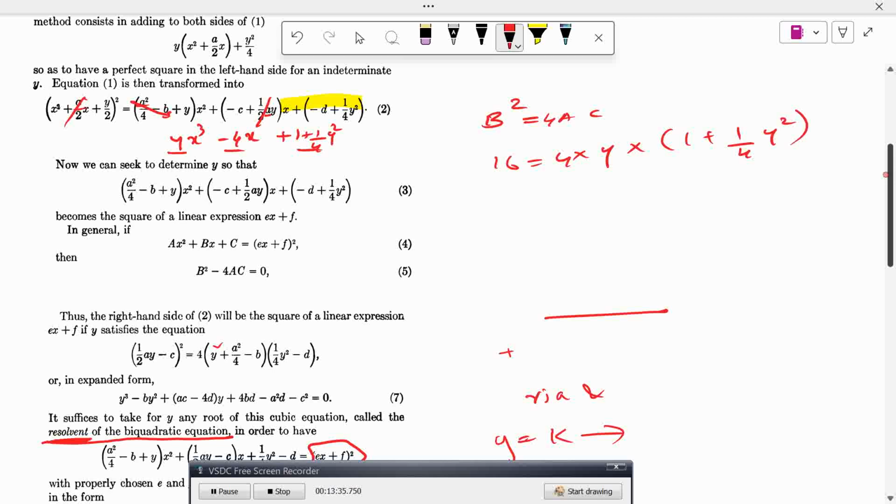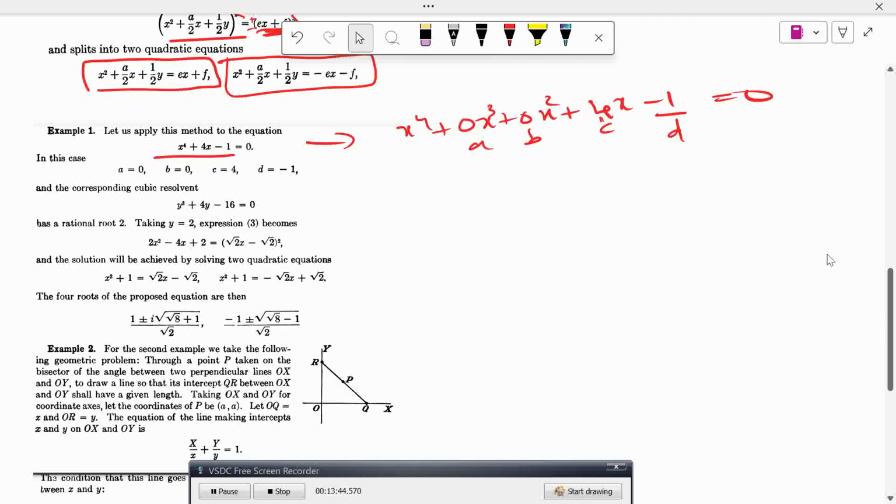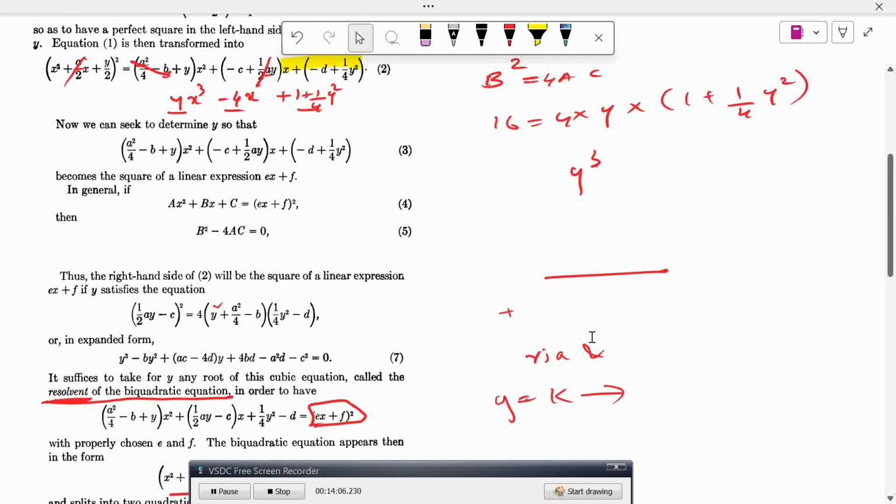Okay, solving this, you will get the expression y cube. Let me see what we will get. Yeah, we will get y cube plus 4y plus 16. So this is the cubic resolvent. By trial and error method, we will get y is equal to 2 as a solution. Okay, you got your y. You know what? Go back to equation 2.